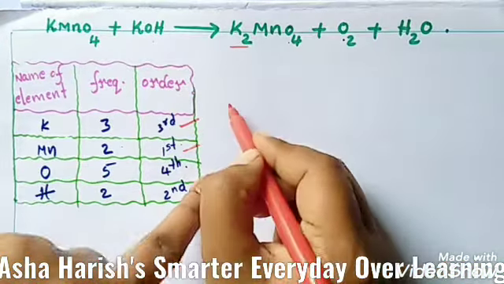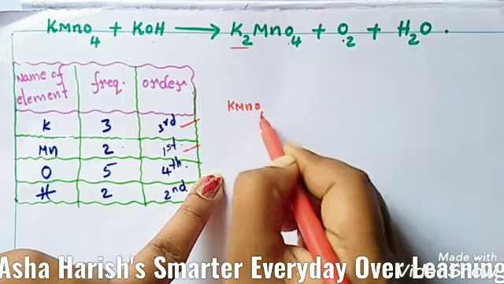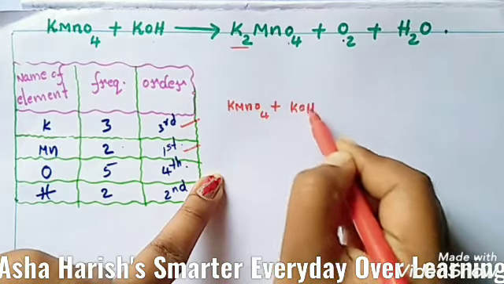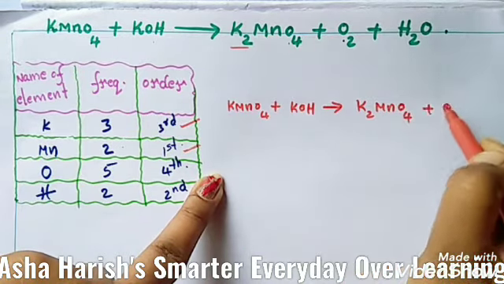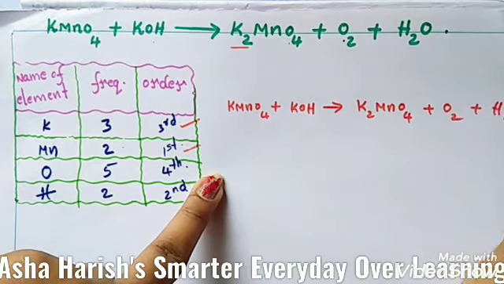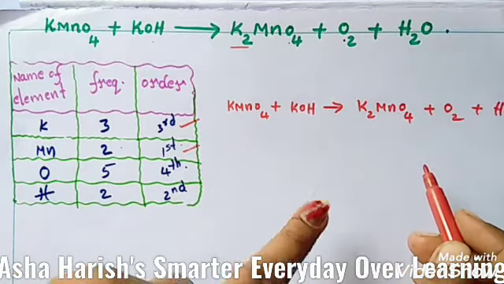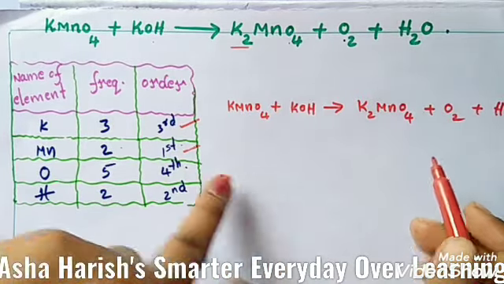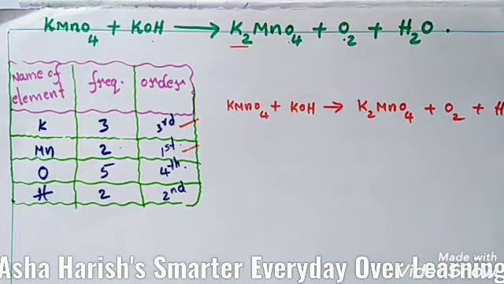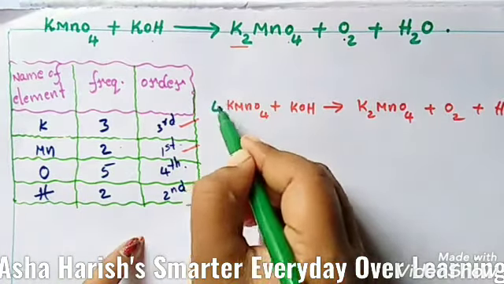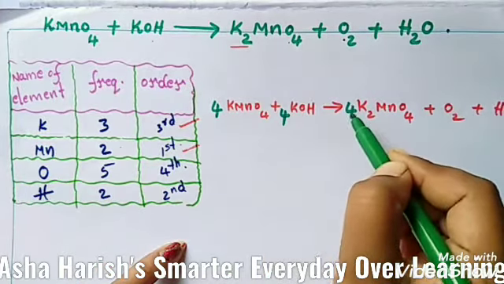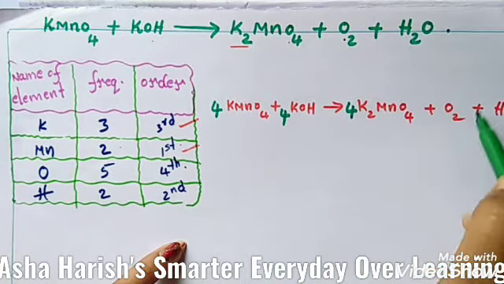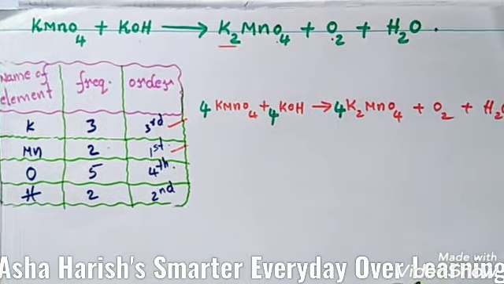Now the same equation I am going to write here. KMnO4 plus KOH gives rise to K2MnO4 plus O2 plus H2O. You need to balance that oxygen first of all. So if you place 4 in front of the compound KMnO4, the same here also 4, here also 4, except for this elemental form of oxygen.